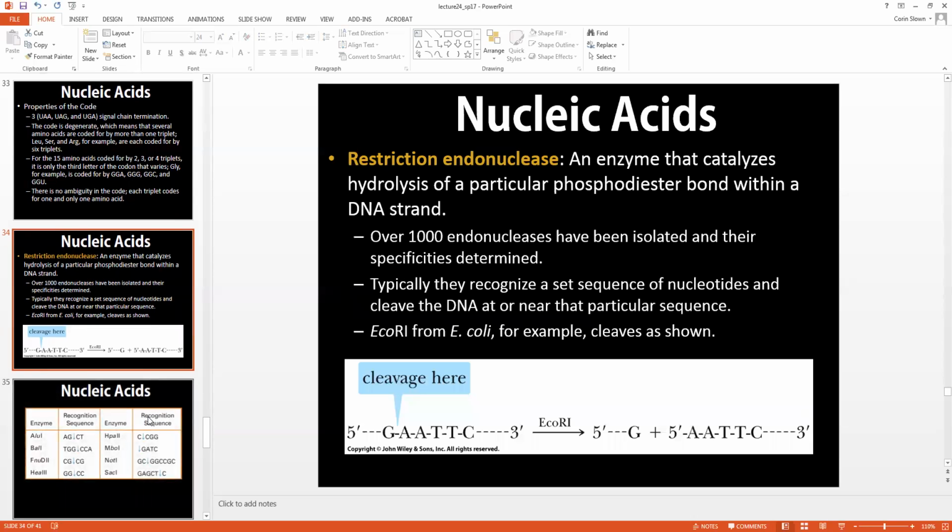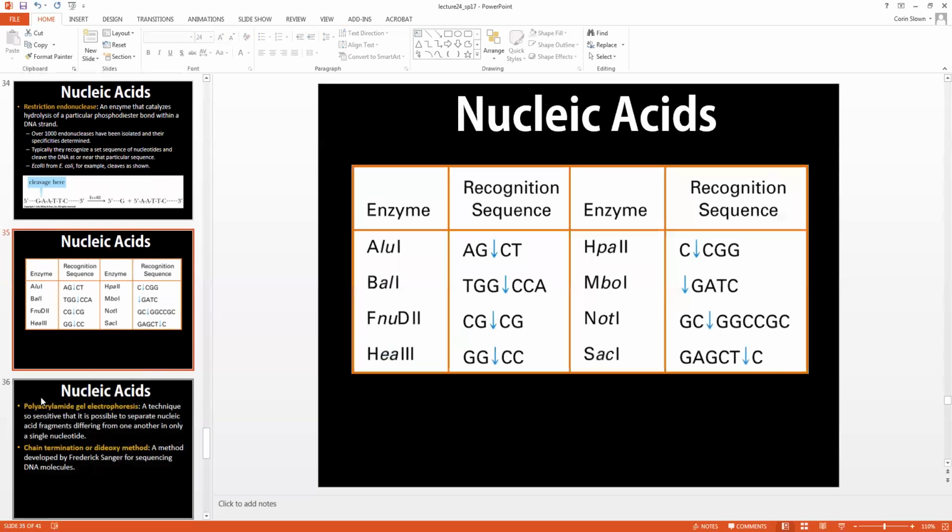When we think about nucleic acids, it's important that we understand that restriction endonuclease is an enzyme that catalyzes the hydrolysis of a particular phosphodiester bond within a DNA strand. There are over 1,000 endonucleases that have been isolated and their specificity is determined. Typically, they recognize a set sequence of nucleotides and they cleave the DNA at or near that particular sequence. For example, the cleaves are shown here below. Notice there are enzymes that cleave in a variety of different locations based on sequence.